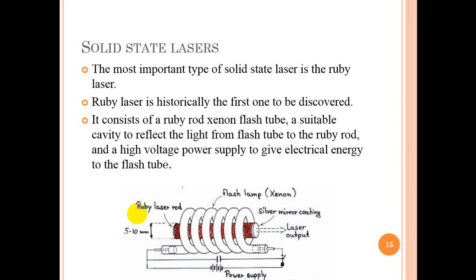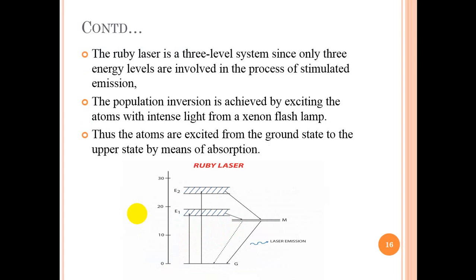As a result, the excitation is produced by the discharge of the capacitor across the helical flash lamp surrounding the ruby rod. Photons generated in the active material move to and fro between the mirrors, and hence stimulated emission takes place through mirror 1. The figure shows the energy level diagram of a ruby laser. The pumping of the crystal is obtained by the intense light from the xenon flash lamp. It is a 3-level laser system since only 3 energy levels are involved in the process of stimulated emission.